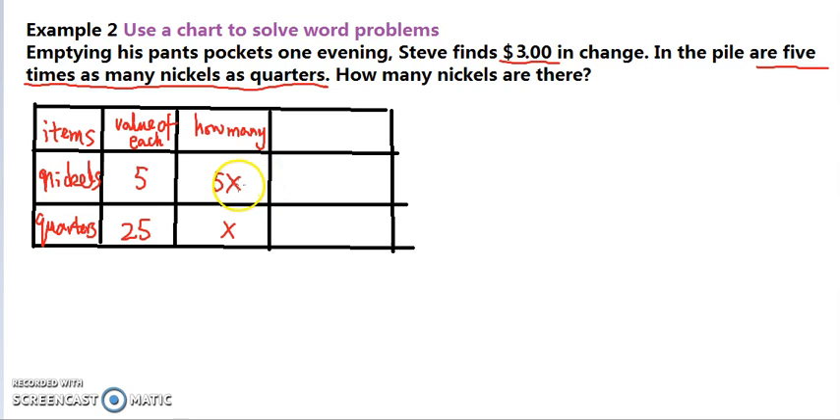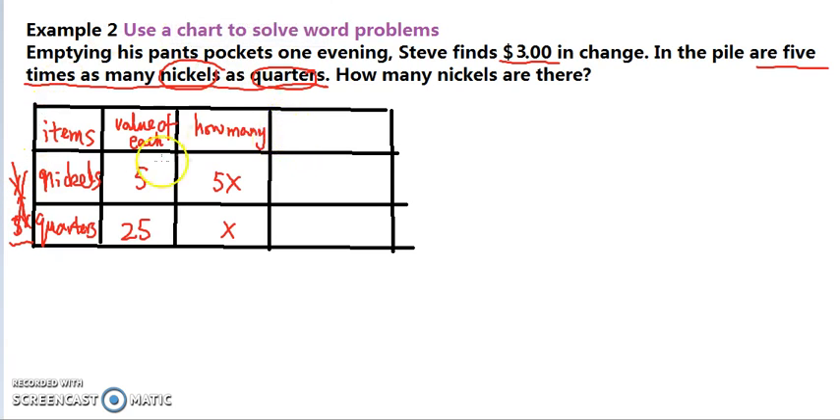After we write this down, we're going to do a quick check to make sure we have the numbers described correctly. If you accidentally put x for nickels and 5x for quarters, if you had them switched, that would mean the number of quarters is 5 times the number of nickels. But the question says the number of nickels is 5 times the number of quarters. So this won't be right.